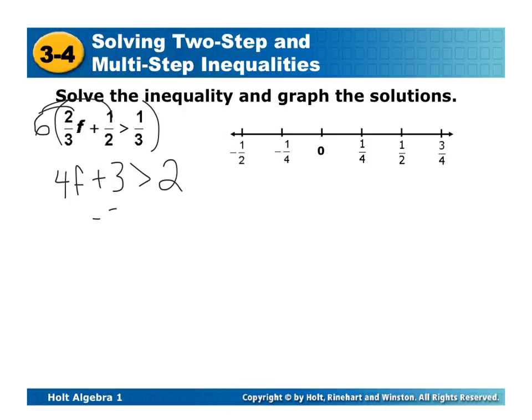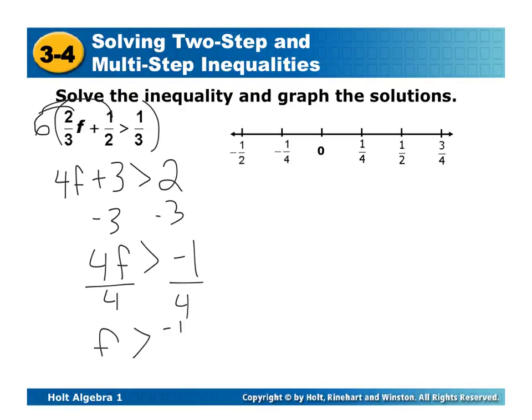So I'm going to go ahead and subtract 3 from both sides. So we have 4f is greater than negative 1. Divide both sides by 4, and f is going to be greater than negative 1/4. Now we're just going to leave that as a fraction. So here at negative 1/4, I'm going to have an open circle. F is greater, so it's going to go to the right.